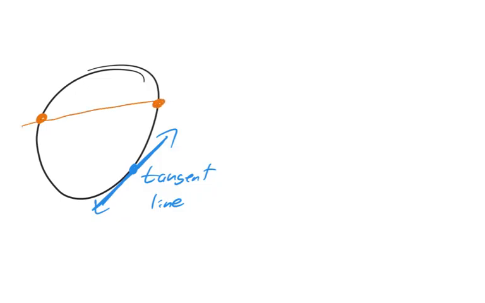So from here, this line goes through the circle in two places. This is a secant line. Okay? Secant lines versus tangent lines.